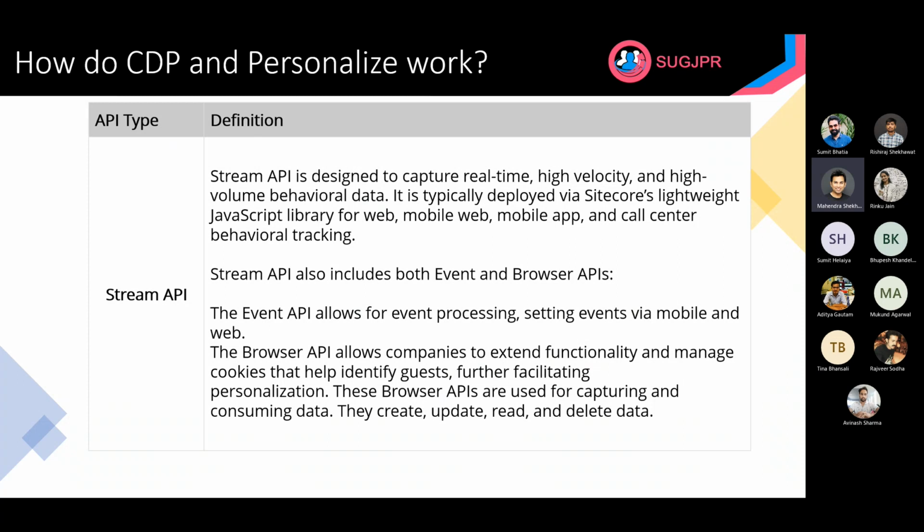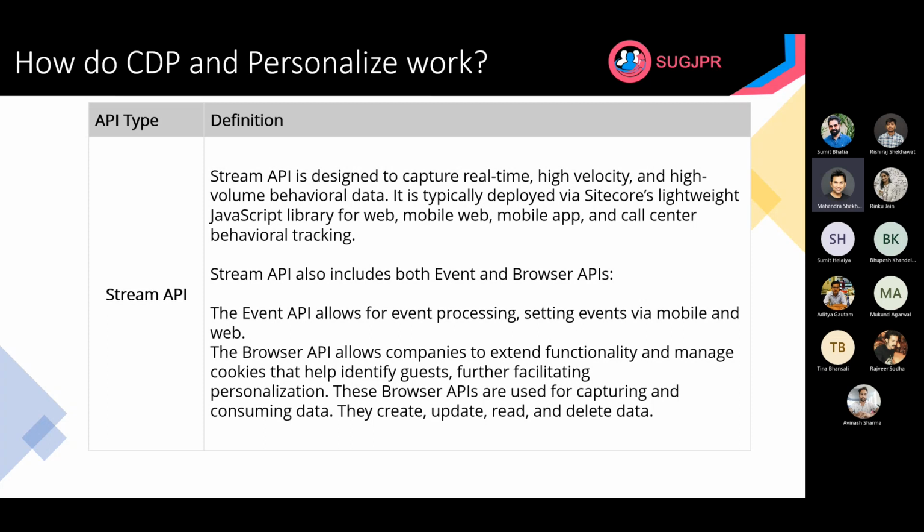It basically includes two types of API: an event API or a browser API. We'll talk about the basic implementation of the Stream API, but the Stream API is nothing more than a lightweight JavaScript library which you can put on your website. There could be some API calls in your JavaScript, and that JavaScript can use an event API and the browser API to get the data.